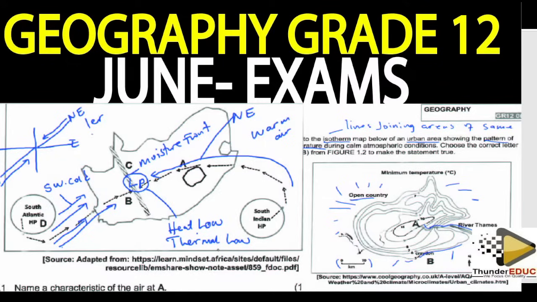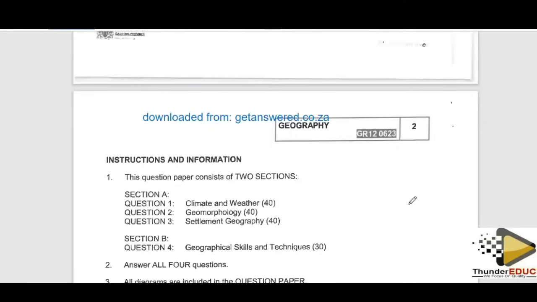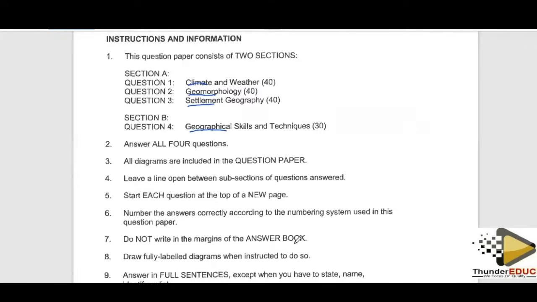As you can see, it is a 3 hours paper, 150 marks. So we're going to focus on the following. We shall be looking at climatology, geomorphology, and settlement, and as well GIS, which includes also map work skills and techniques. All right, so those are the instructions as usual.